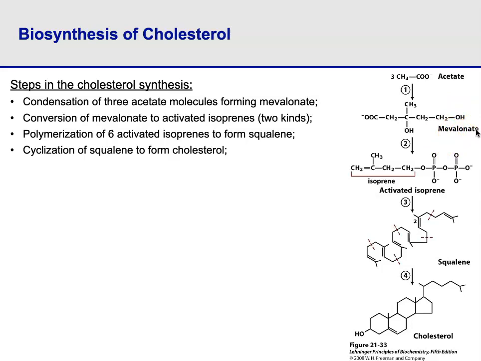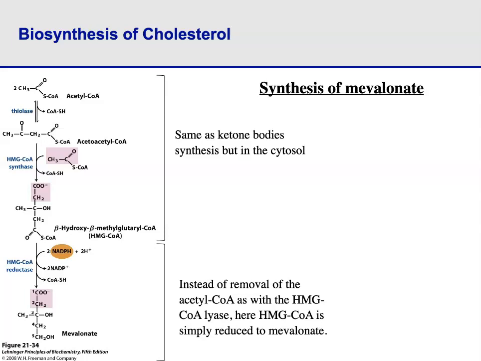Then we'll convert mevalonate to activated isoprenes. There are two types of activated isoprenes. Then we will take 6 of these activated isoprenes and condense them to form this much larger molecule called squalene. And then the last stage is the cyclization of squalene to form cholesterol. Alright, so let's look at the first stage.